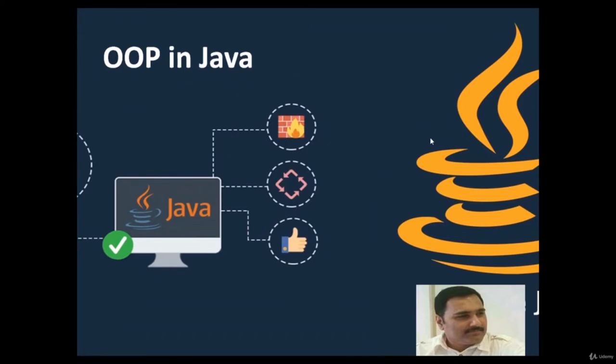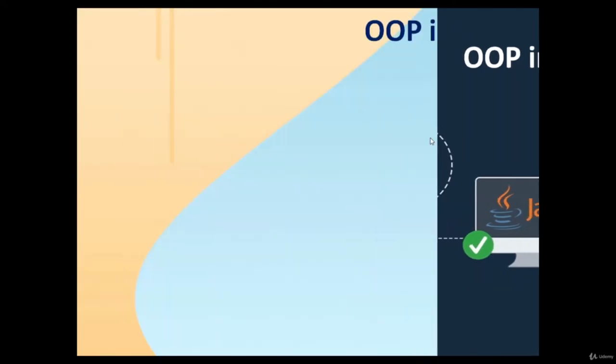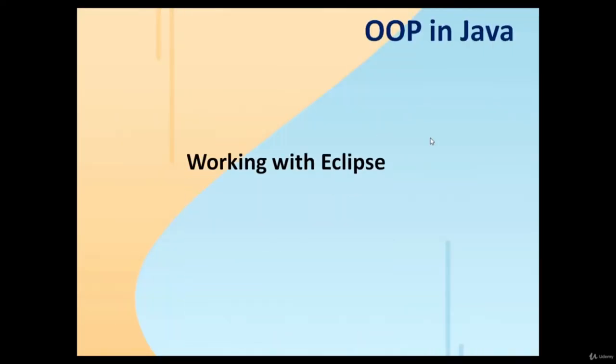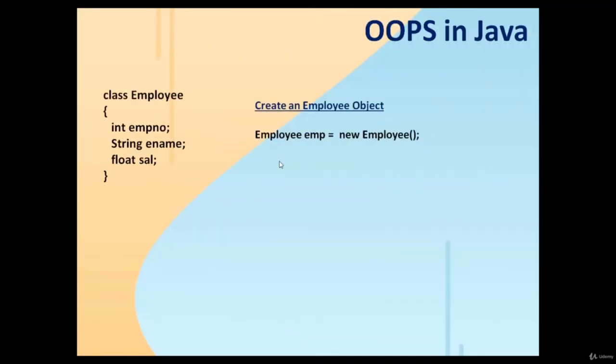So in this lesson, we are going to see the previous thing with Eclipse. So how to create an object. So we will create an employee object in Eclipse, and also we will see the different ways we are able to change the state of an object. So for the emp object, the value of empno, the value of ename and the value of sal is what we call the state of an object.